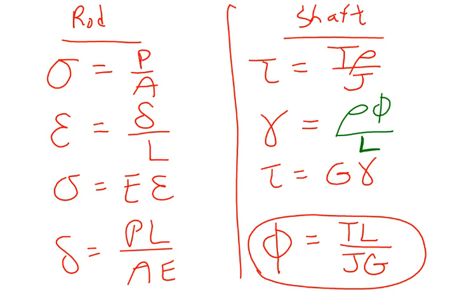So here's how I want you to look at this. Let's start with stress. For the rod, P is the load. So stress is a function of load. And then area is the resistance to that load. That's how I want you to look at this. Why is area the resistance to an axial load?